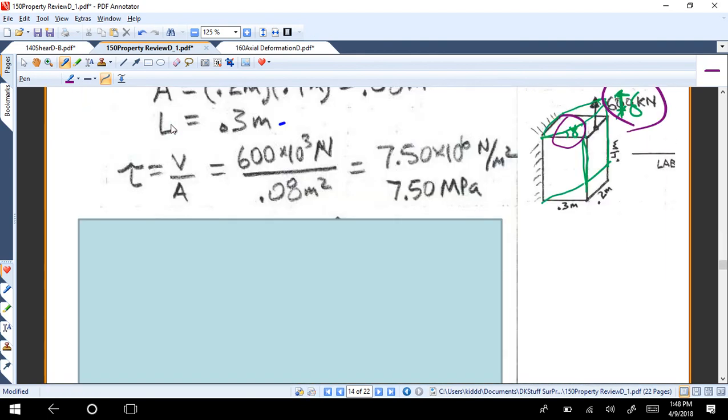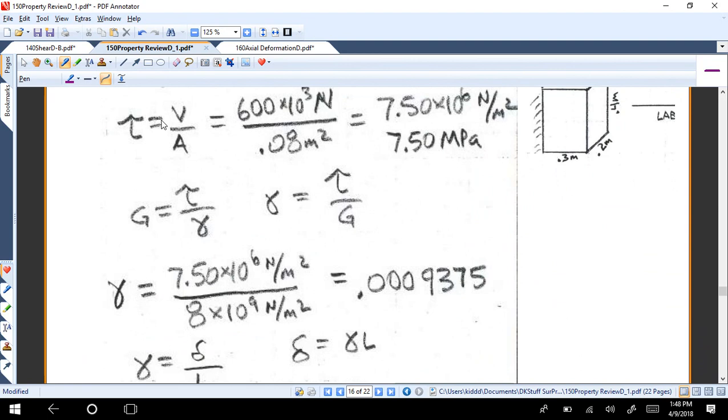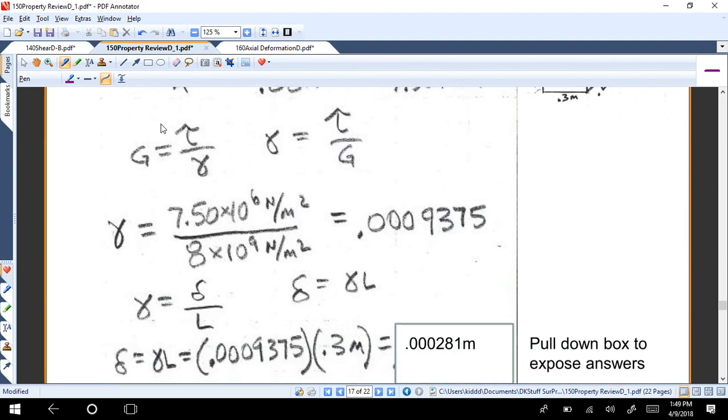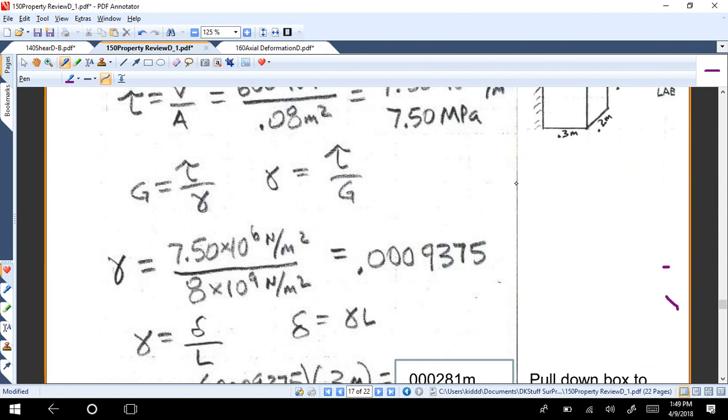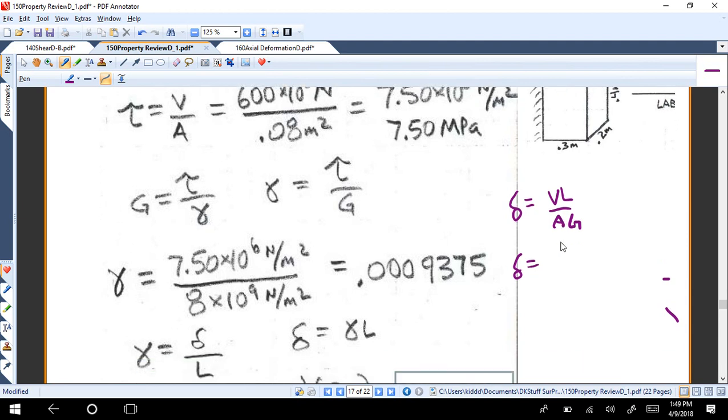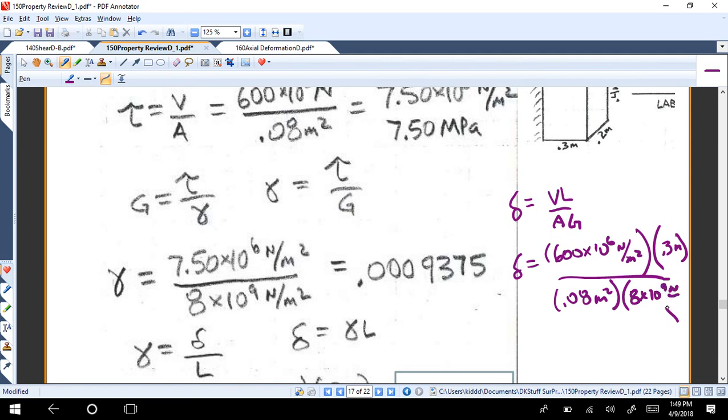I don't have the numbers handy on that, but there we go. So it'd be what? Delta is VL over AG. So delta would be the load, which is 600 times 10 to the 6, times the length, which I think is 0.3 meters, over the area, which is 0.08 meters squared, divided by G, 8 times 10 to the 9, like so. And that would get you the delta.